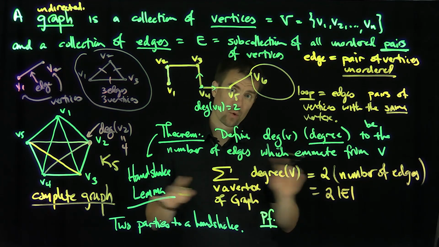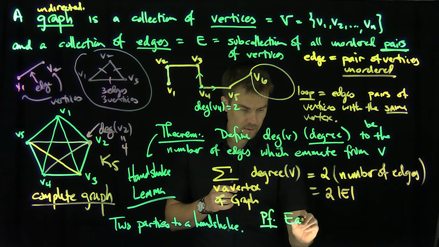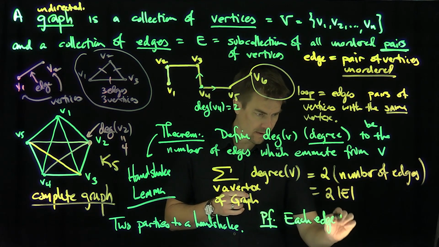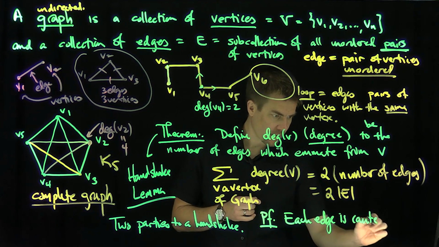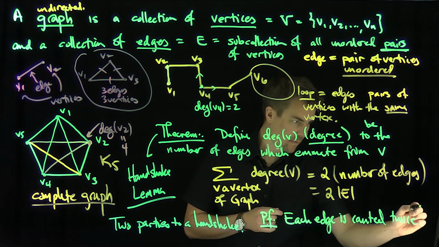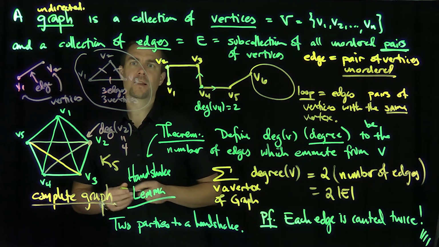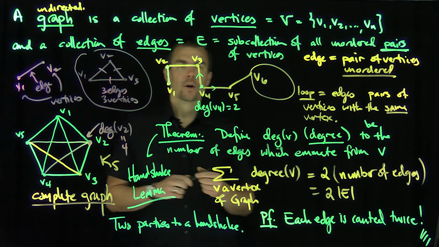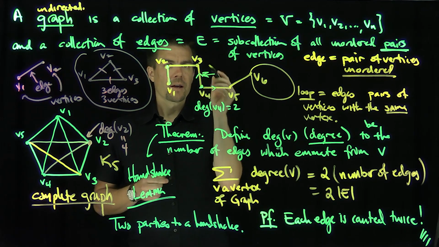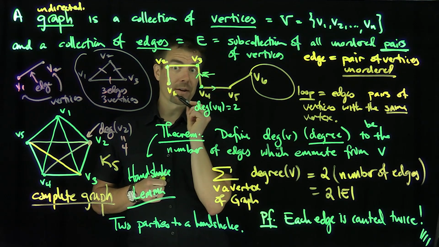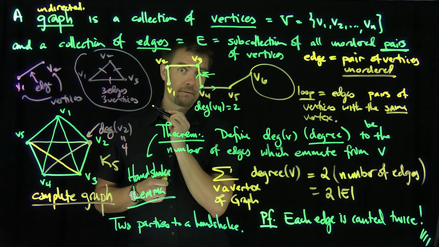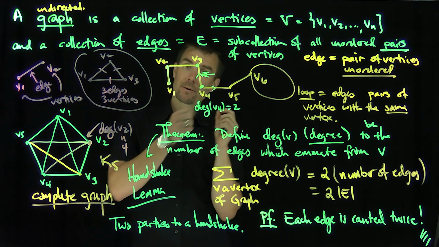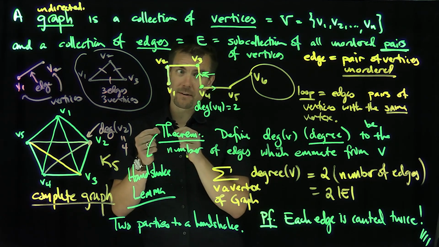In the proof, we'll write it in just one line. Each edge is counted twice. There's our proof. Okay, let's actually try to understand that a little bit, right? So if I look at this edge over here, this edge is picked up by the degree of V3 and is picked up by the degree of V4. So this edge over here is counted once by the V3 degree and once by the V4 degree.